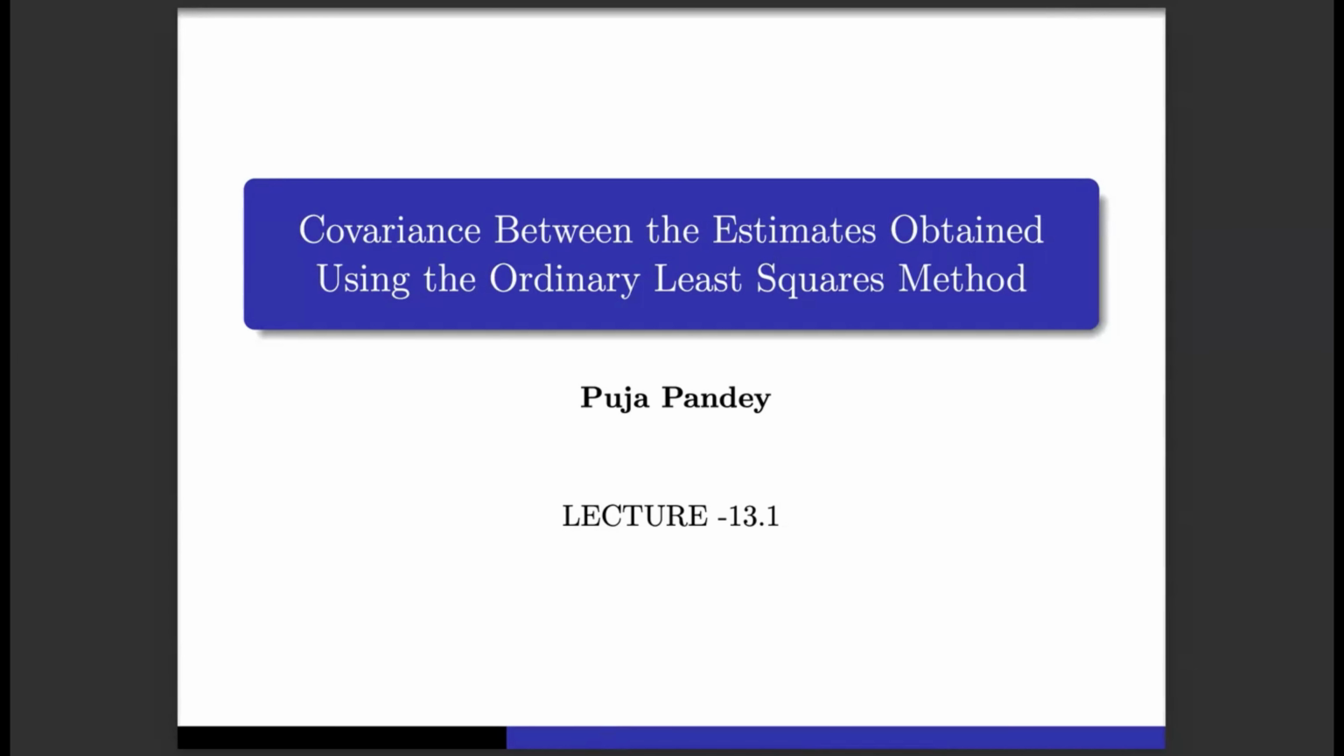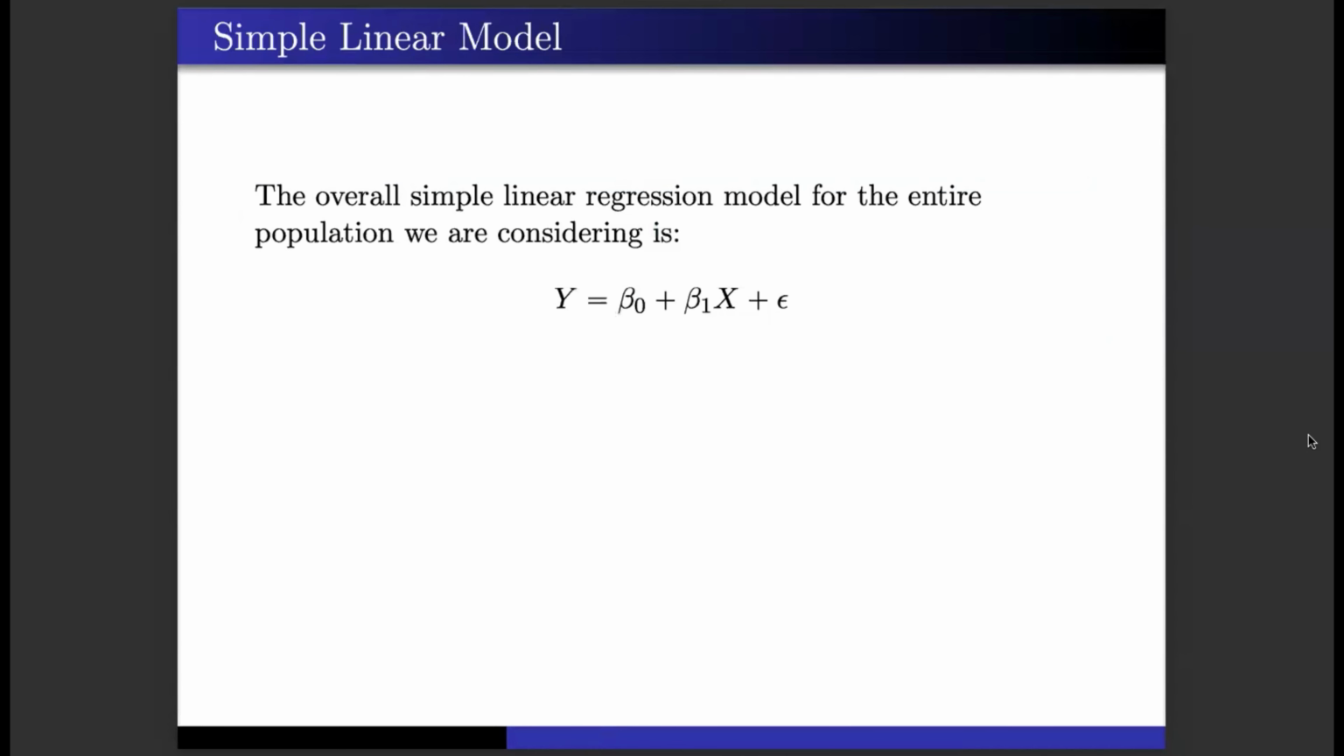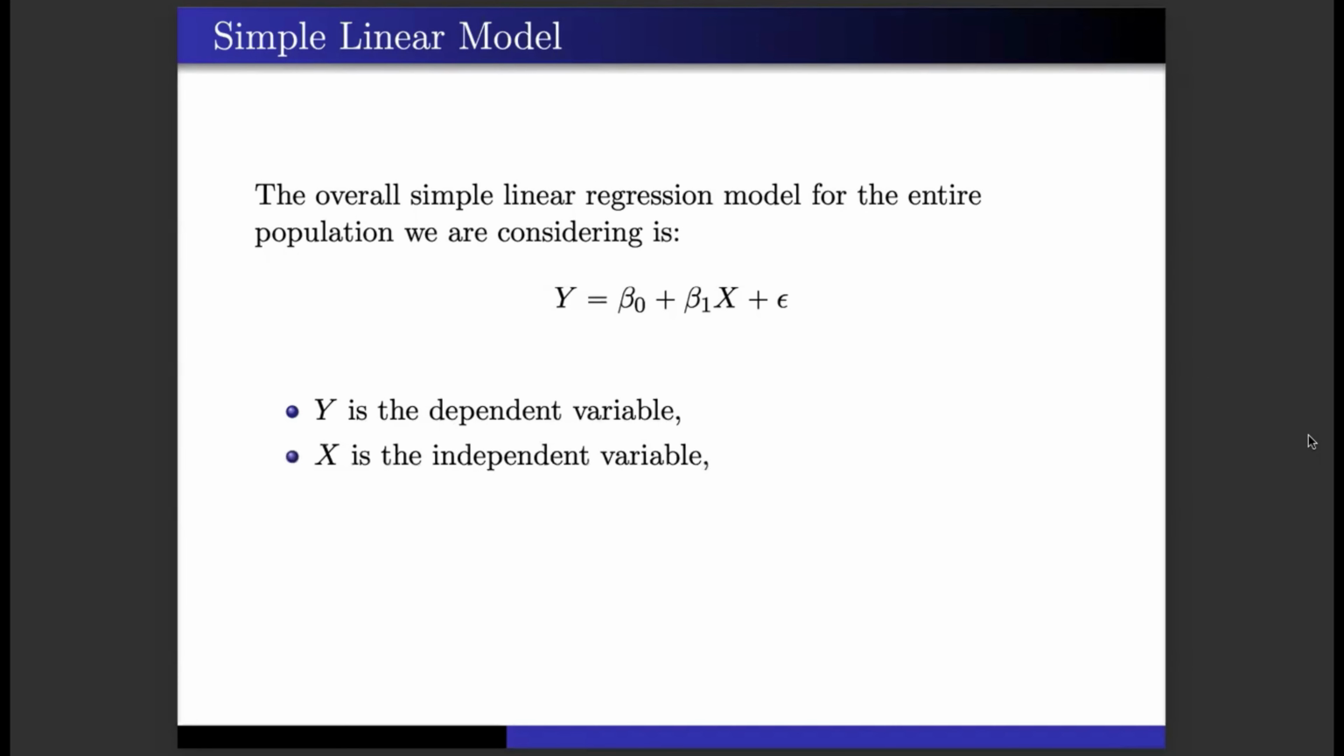In this video, we will examine the covariance between the estimates of the parameters obtained using the ordinary least squares method. So let's start. Given any simple linear model, that is y equals beta naught plus beta 1 x plus epsilon, where y is the dependent variable and x is the independent variable. We have model parameters beta naught and beta 1, and epsilon is the error term present in the model. We would have information about the dependent variable and the independent variable, and we use this information to get estimates of the model parameters.